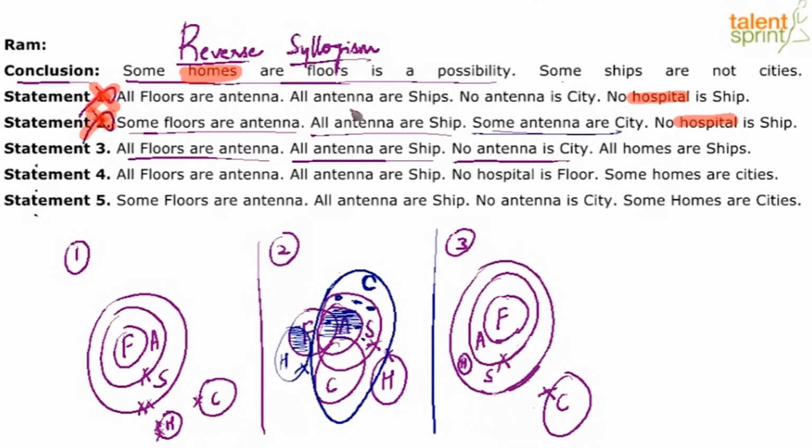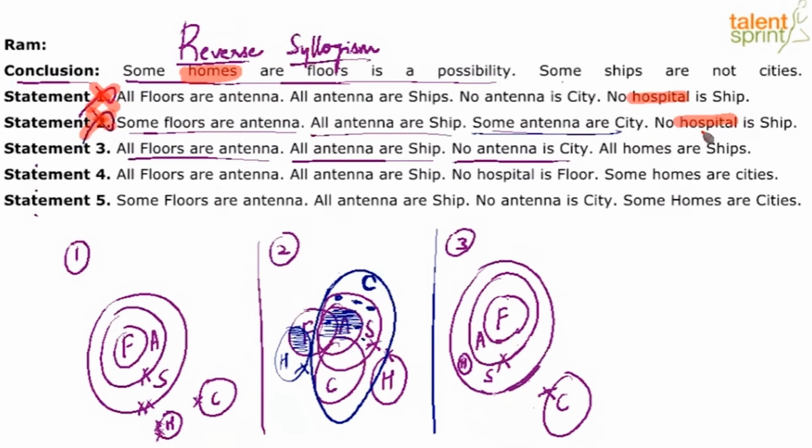So how will we verify? In the second set of statements also, the word homes is not used. In the third, fourth and fifth one, homes is used. Anyway, we have verified 1 and 2. I think this is the error, right? Hospital should be homes, right? No home is a ship, no home is a ship, etc.